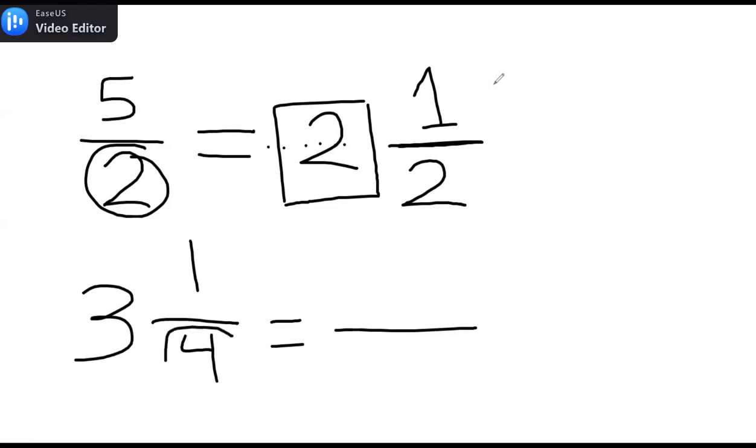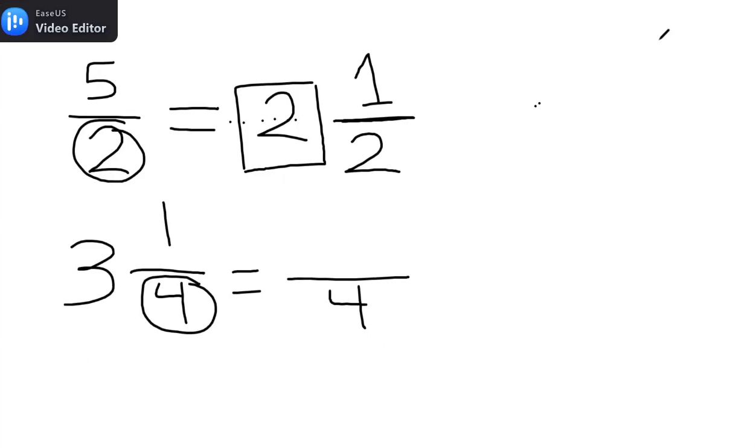First of all, the denominator will be exactly the same. 4 will be exactly the same. 3 times 4, yeah, equal 12. Yes. 3 times 4 will be 12. 12 plus 1 equal 13. Yes. So 3 1/4 as a mixed number will be 13 quarters as an improper fraction. Thank you.